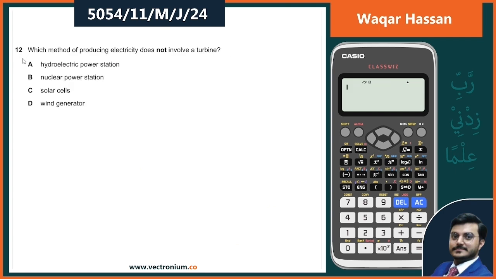Question number 12. Which method of producing electricity does not involve a turbine? Option A, hydroelectric power station, B, nuclear power station, C, solar cells, or D, wind generator. I hope everyone remembers that in a hydroelectric power station, water rotates the turbine, which produces electricity. In a nuclear power station, steam rotates the turbine. And in the wind generator, electricity is produced when wind rotates the turbine. So the correct option is C, solar cells, because solar cells directly convert solar energy into the electrical energy.